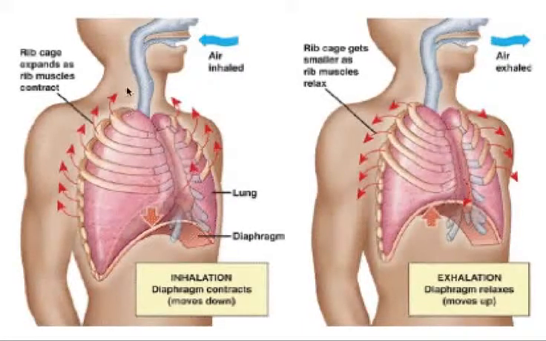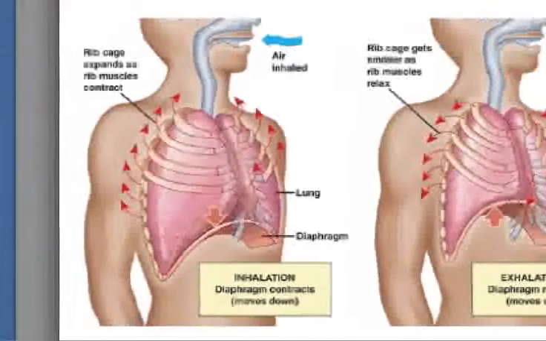The sternocleidomastoid and the external intercostal muscles are for inspiration or inhalation, and then for expiration it's predominantly the abdominal muscles and the obliques. So the abdominal muscles lie here, and the obliques. The abdominal muscles contract and force the diaphragm higher up, as do the obliques. They force the diaphragm higher up, and that forces air out.